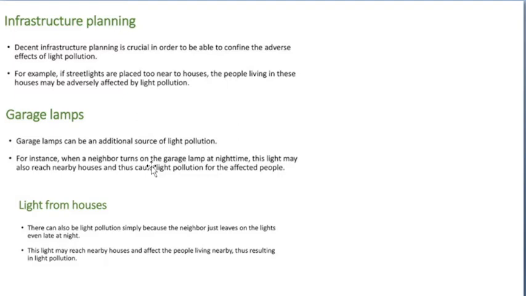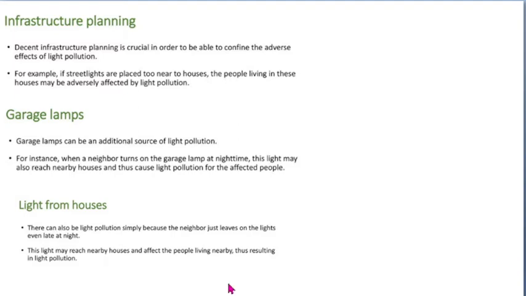Garage lamps can be an additional source of light pollution. For instance, when a neighbor turns on the garage lamp at night time, this light may also reach nearby houses and thus cause light pollution for the affected people, isn't it?